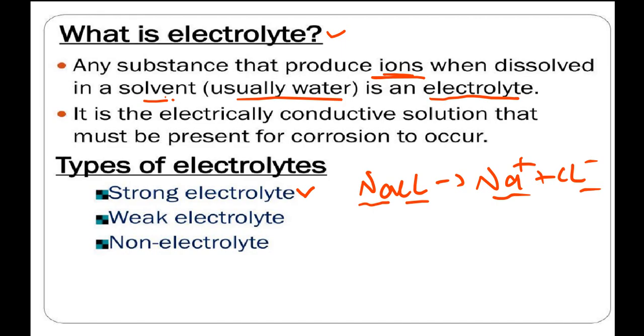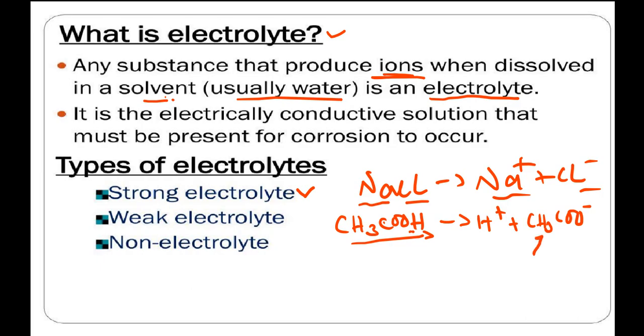For example, if I have CH3COOH, when I dissociate it in water, only this one hydrogen separates from the rest. So we are going to have H plus and CH3COO minus. We can see that we still have three H's in this formula, so it means this one does not dissociate completely.